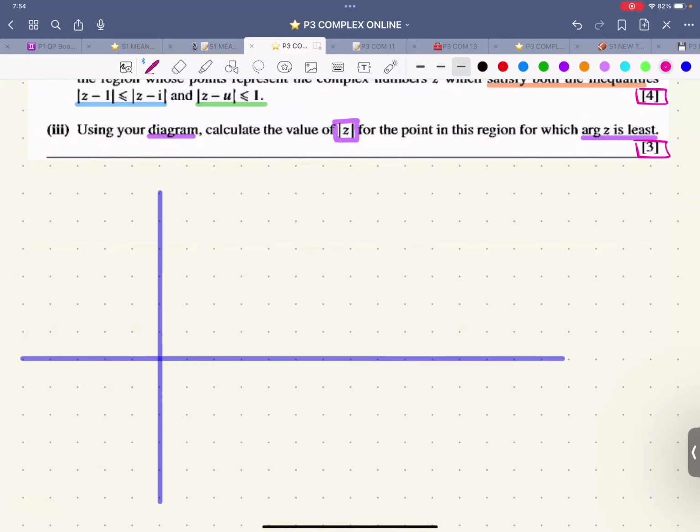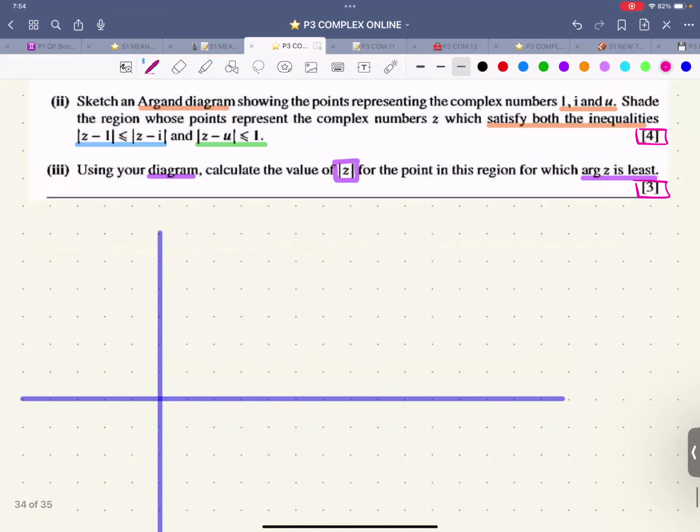Okay. So first of all, I'm interested in 1. 1 means 1 plus 0i. So 1, i, and u. So this is 1. Mark this point. This is i. Mark this point. And u is 2 plus 2i. So 2 plus 2i, that's right over here. All these 3 points are marked.